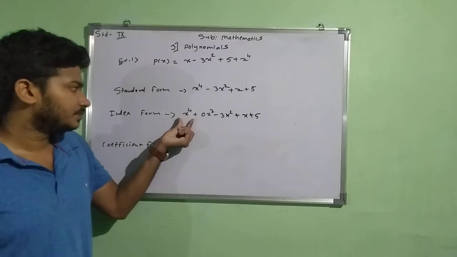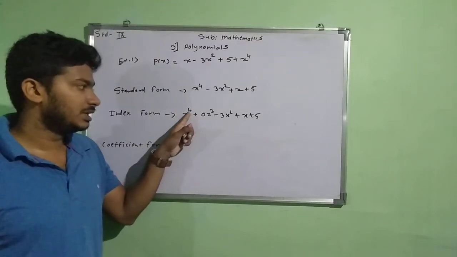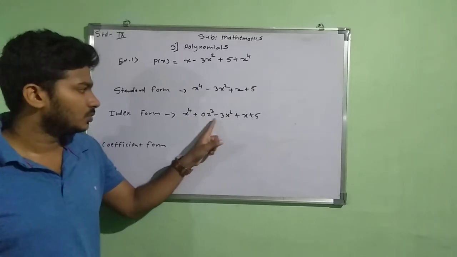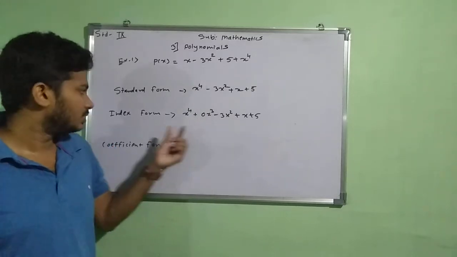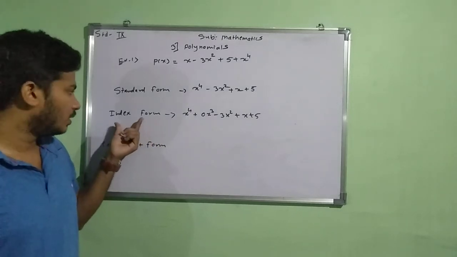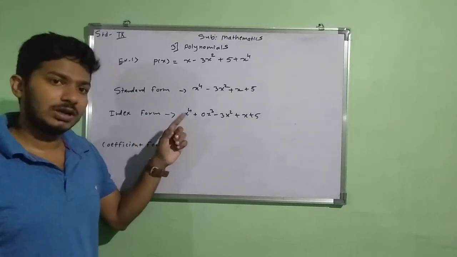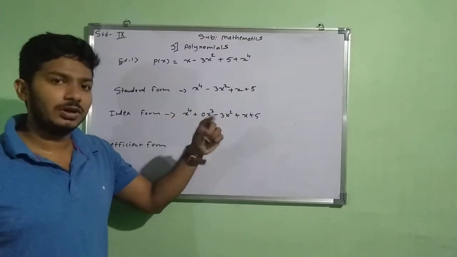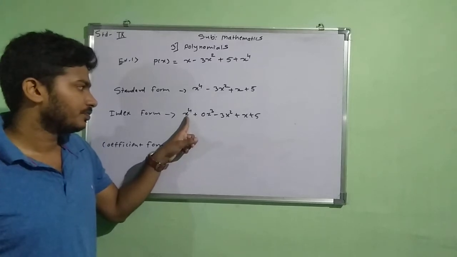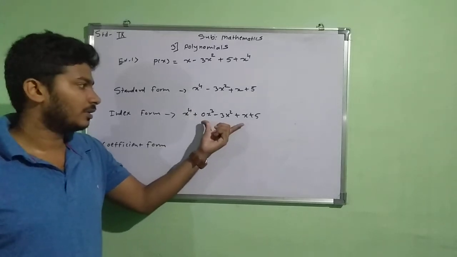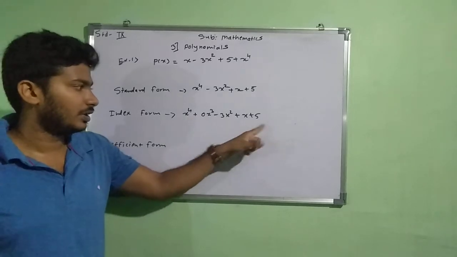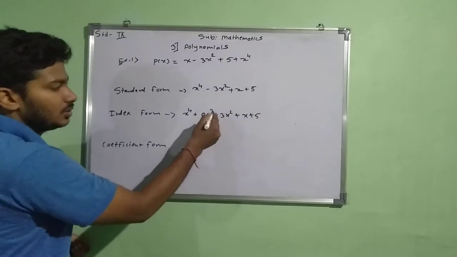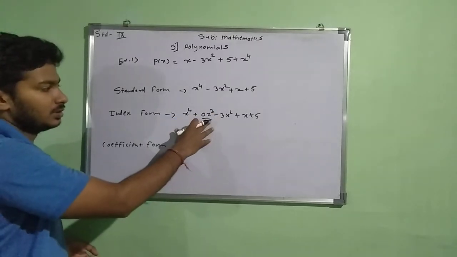If the highest power, that means degree, is 4, that means there should be 5 terms: 1, 2, 3, 4, 5. One trick to write the index form is that whatever the degree is, the number of terms should be one more. Here we have x raised to 4, that means we should have 5 terms: 1, 2, 3, 4 and 5. So this is how we have to write the index form. We have added that 0x cube over there while writing in the index form.